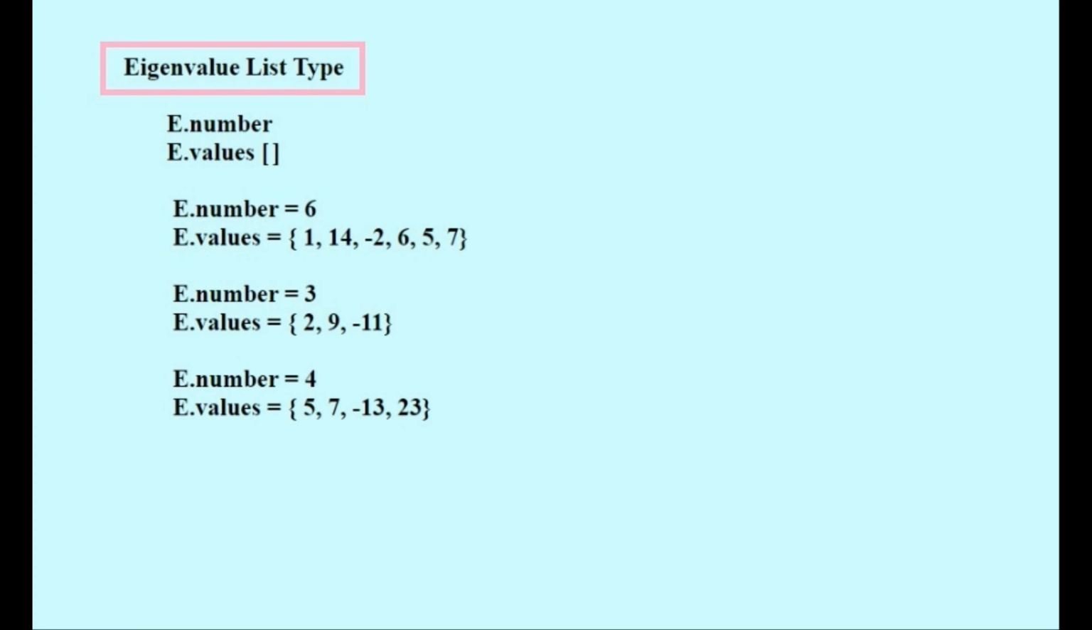There are 6 eigenvalues in this list, and there's an array of what these 6 eigenvalues are equal to. They're unsorted, in the order that you found them as you searched for them using a polynomial root finding function. Here's another example. There are 3 eigenvalues, so e.number is equal to 3, and the 3 eigenvalues are listed below. And here's a third example. You can count these eigenvalues in the list and see that there are 4 of them.